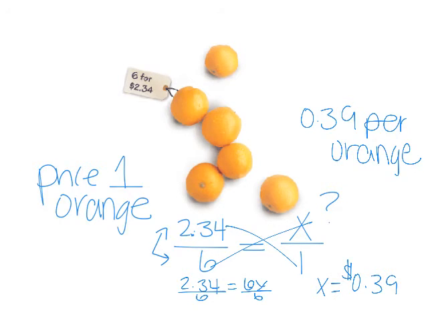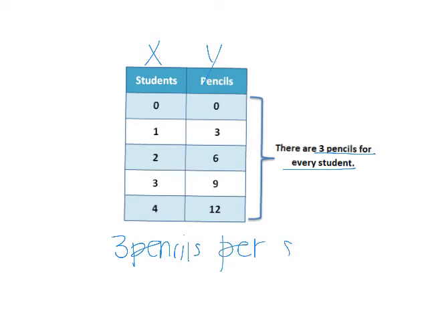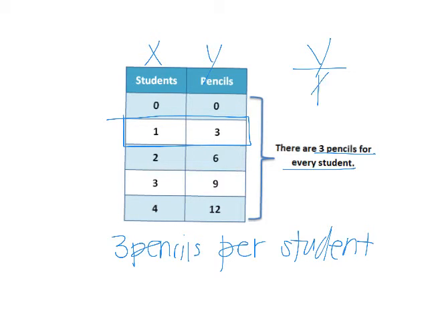Okay, how much is it for 1? Here we have a table. Let's look at this. What's the unit rate? So students, pencils. How many pencils per student? There are 3 pencils for every 1 student. So it's 3 pencils per student. How can we find this in the table? The unit rate is for 1 for the x. So it's y divided by x, and you want that x to be 1. Right here we see for 1 student it's 3 pencils. So it's 3 pencils per student.